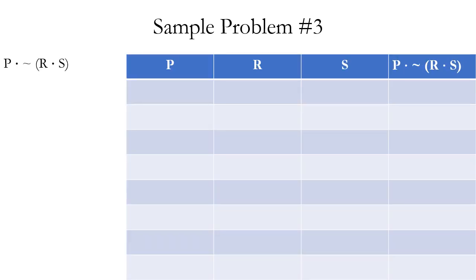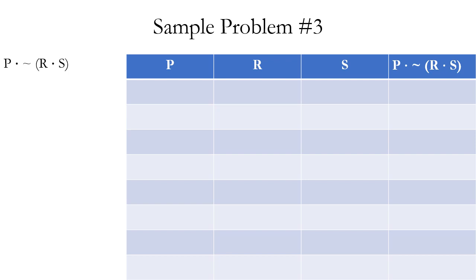Now let's do another sample problem. In this case, the compound proposition is P dot tilde parentheses R dot S close parentheses. Now, in this case, we have 3 simple propositions, P, R, and S. That means our truth table is going to have 8 rows. It also means that our truth table is going to have 4 columns, 1 for each of the simple propositions and 1 for the compound proposition.